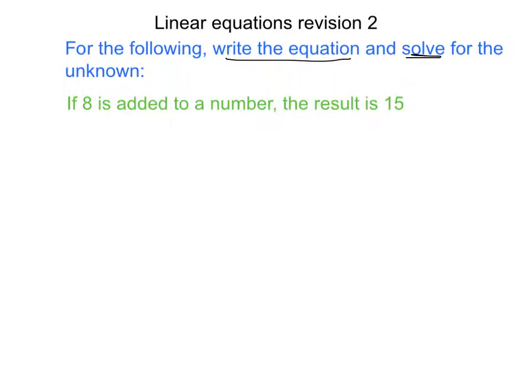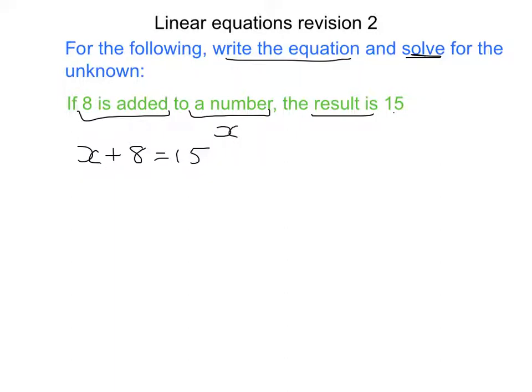So in this case here, if 8 is added to a number, the result is 15. So a number, we need to call that something, and for convenience we can call it x. We could call it anything we really wanted to. Now if 8 is added to the number, that's going to be x plus 8. And then it says the result, that's equals, is 15, so equals 15. So firstly, that's our equation written.